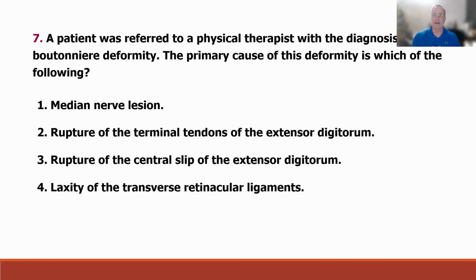Median nerve lesion, number one. If I'm thinking about a deformity in somebody with a median nerve lesion, the only one that really comes to mind would be profound atrophy of the thenar eminence. Sometimes we call that simian hand, or ape hand, right? That flattening that happens because of the profound atrophy of the muscles of the thenar eminence. But that is not what is being described here. With the boutonniere deformity, we're thinking about the extensor mechanism, the extensor apparatus. And so number one is probably the first answer that I would eliminate as I was going through and answering these questions.